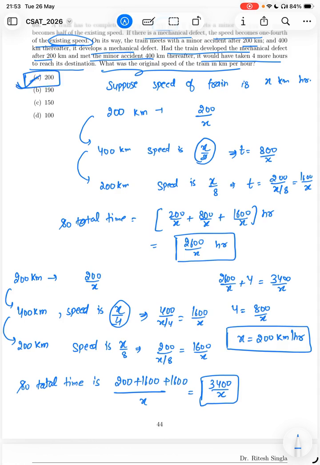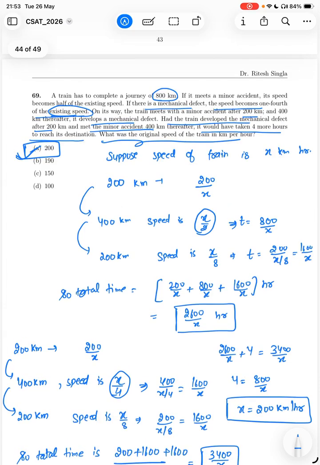Fine. What we have just done, we started with a speed of the train to be x kilometer per hour. Then for the first 200 kilometers, the speed was x, so the total time taken will be 200 upon x. Then the train met with an accident, so the speed reduced to x upon 2, and with that speed, it went for 400 kilometers more. So first 200 kilometers has been done, then the rest 400 kilometers it went with the speed of x upon 2.